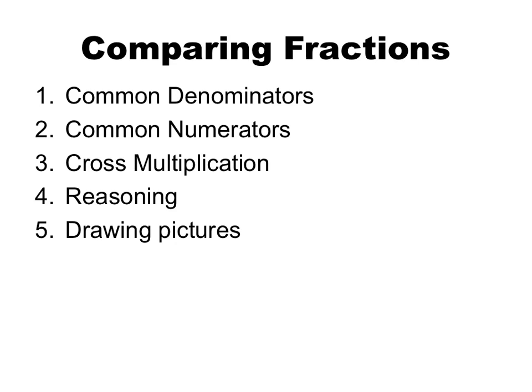The first one is the one that we're probably most familiar with, that's common denominators. The second is using common numerators. The third is cross multiplication. The fourth is reasoning. And the fifth is drawing pictures. So we'll do some examples of each of these techniques and talk a little bit about why these methods work.